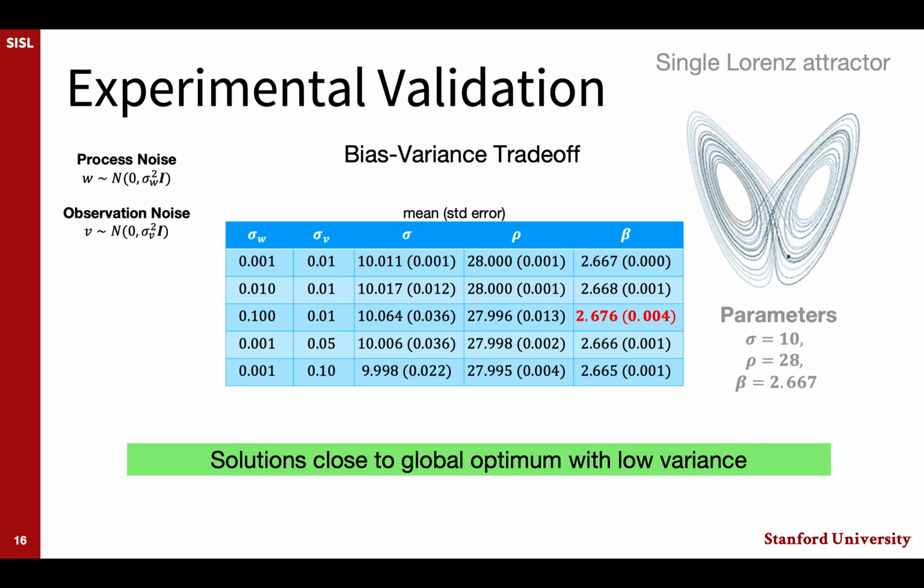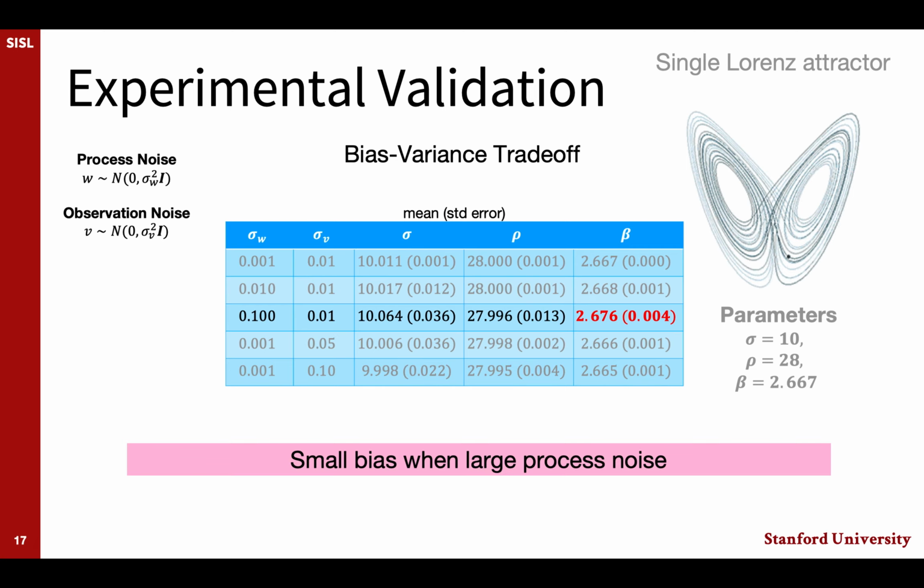So first, let's look at our algorithm alone and see what happens as we vary the amount of process noise and the amount of observation noise from the true system that we generate trajectories from. And what we find is that our approach is able to reliably converge to the global optimum with some small degree of variance. However, as we crank up the process noise in the true system, we actually find that our approach leads to some degree of expected model bias.